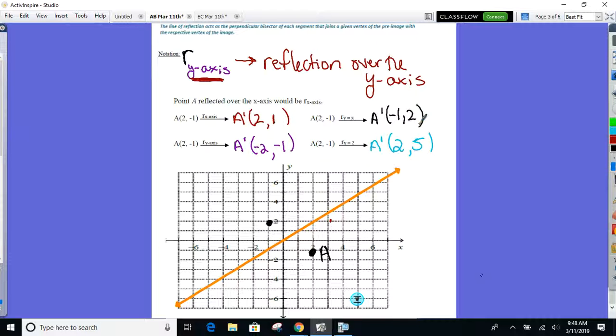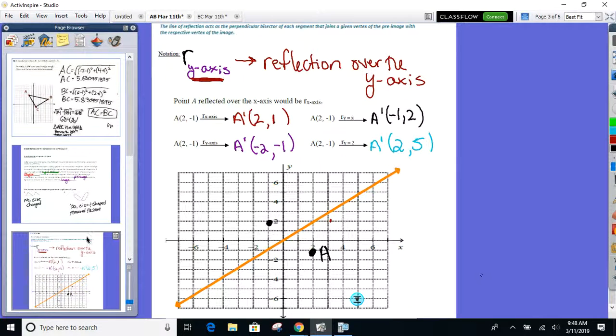Can anybody tell me a rule? Because that's how I like to do this. Instead of counting, I just like to remember a rule. Look, 2, -1 went to -1, 2. If I'm going to reflect over the line y equals x, what do I do with my coordinates? Switch them, flip them. Okay, so anytime you're going to reflect over this line from now on, we can just flip the coordinates. Y equals x, flip the coordinates.